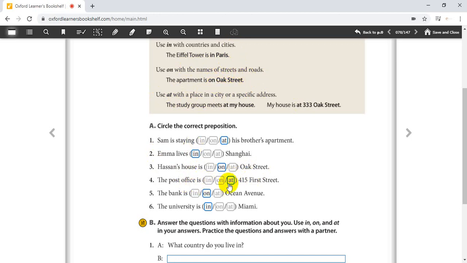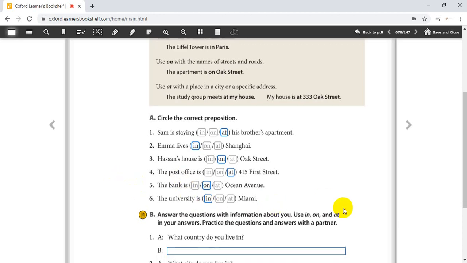The post office is at 415 First Street, a specific place in the city. Okay. The bank is on Ocean Avenue. Again, it's the name of the street. The university is dash Miami. Miami is again the name of the city. So the university is in Miami. Okay.